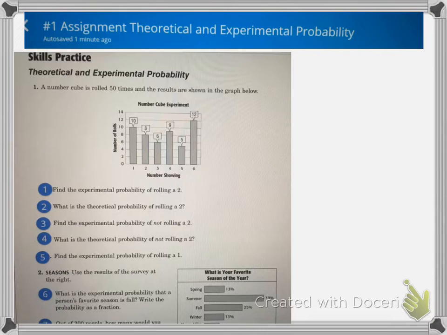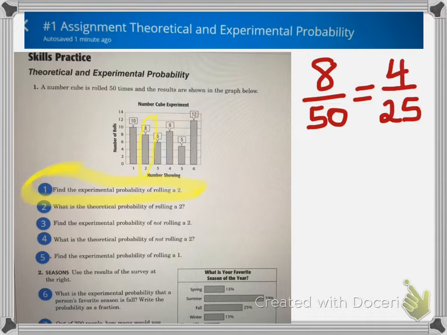If I needed to find the experimental data of rolling a 2, then there is a specific place on the table or chart that I need to look at. According to my experiment, I got 8 rolls out of 50 to be the number 2. At this point, you should always be thinking of, what does this look like reduced? With that in mind, your final answer is 4/25 for number 1.